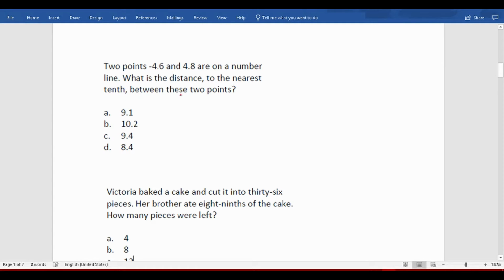First question says 2 points, negative 4.6 and 4.8, are on a number line. What is the distance to the nearest tenth between the 2 points?